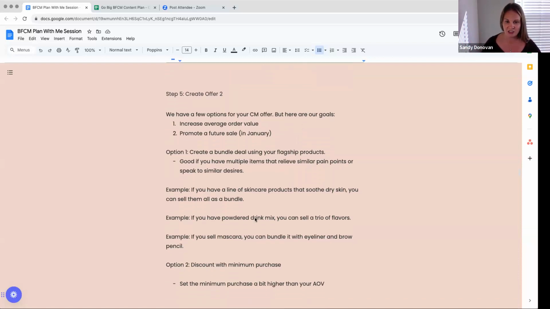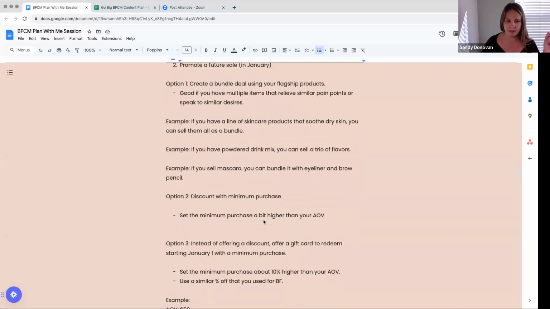Another example, going back to the powdered drink mix, you can sell a trio of flavors so that you can allow people to sample different flavors. Another great way to get them to come back for another purchase to get their favorite flavor later on in January. If you sell mascara, maybe you can bundle that with your eyeliner and your brow pencil. So again, people are trying different products that maybe they wouldn't have purchased otherwise. They're spending a little bit more, but they're still feeling like they're getting value. They're getting a good promo on this.